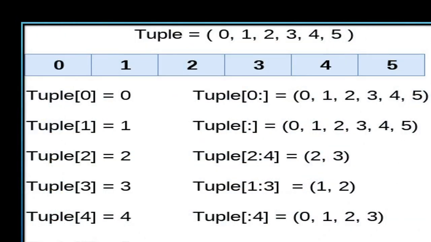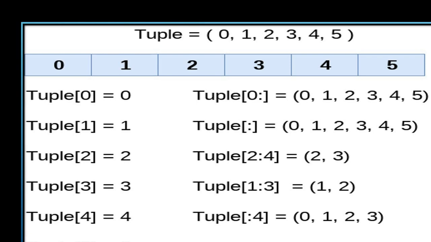Tuple equal to 0, 1, 2, 3, 4, 5. I am creating a tuple with all these elements. Tuple of 0 indicates 0. This is the index. Index is given here. So 1 indicates 1, 2 is 2, 3 is 3, 4 is 4, 5 is 5.